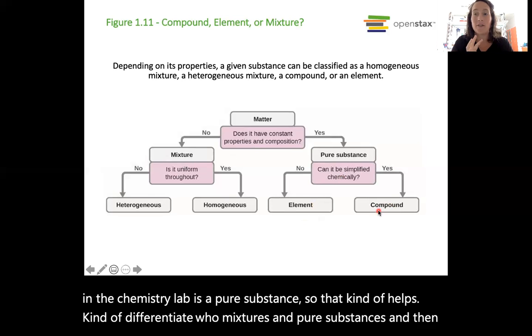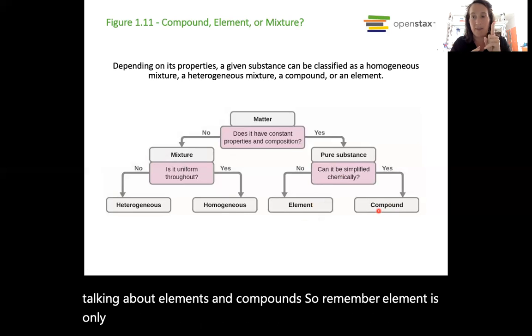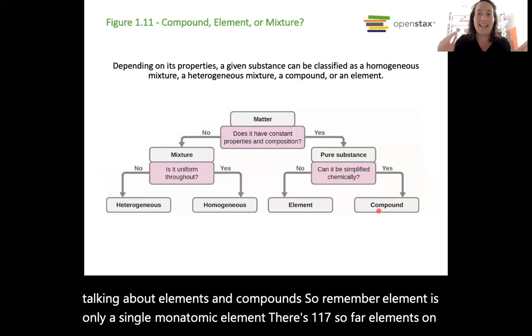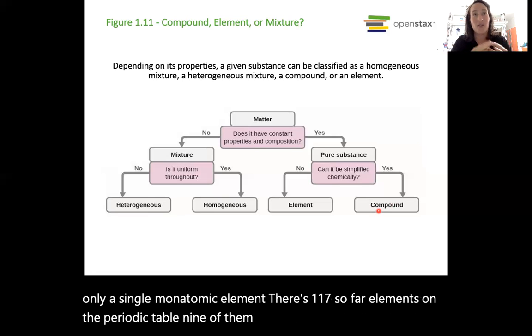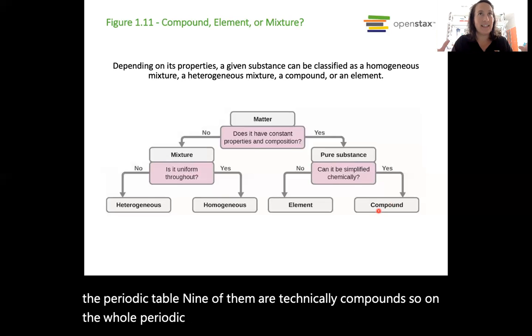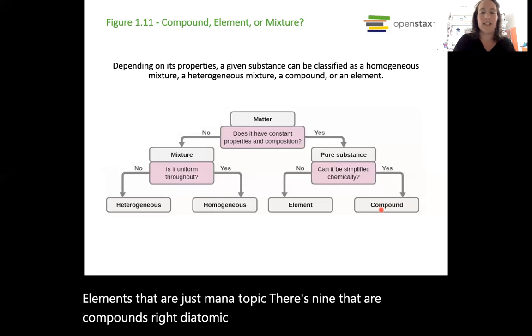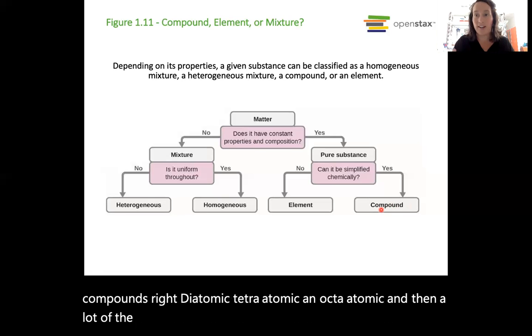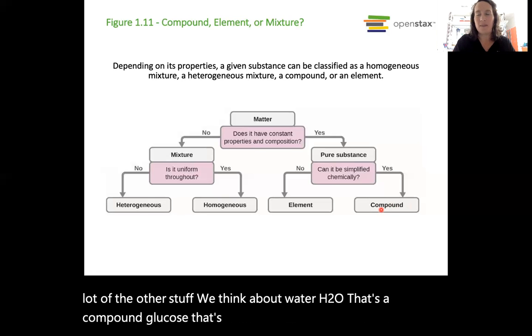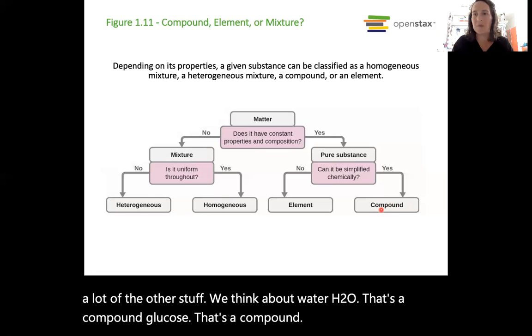So remember, an element is only a single monatomic element. There's 117 so far elements on the periodic table. 9 of them are technically compounds. So in the whole periodic table, there is, what is that? 108 total elements that are just monatomic. There's 9 that are compounds, right? Diatomic, tetraatomic, and octaatomic. And then a lot of the other stuff we think about, water, H2O, that's a compound. Glucose, that's a compound. So we'll just leave it there.